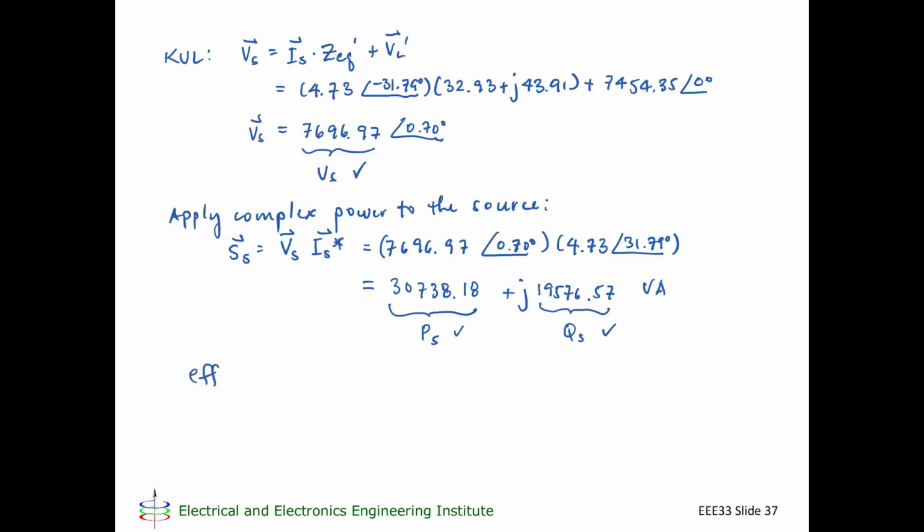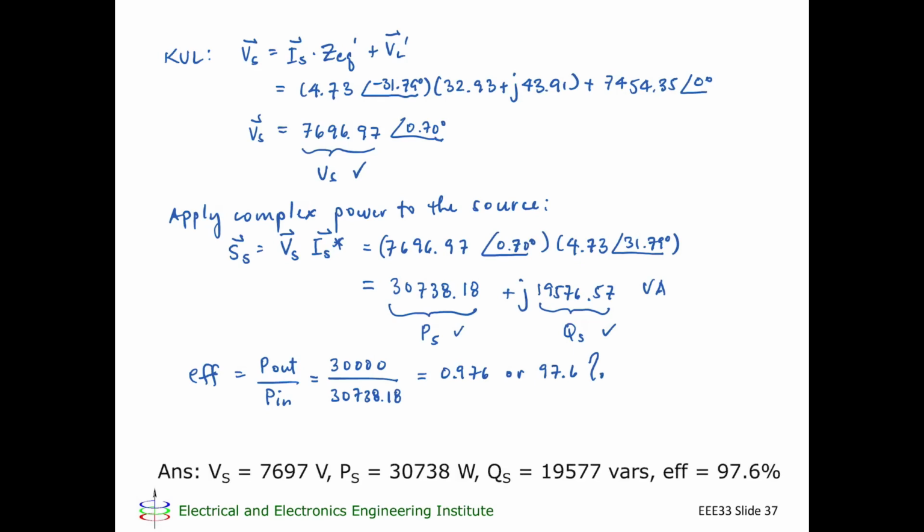Efficiency now is equal to the output power over the input power. Our output, or what is delivered to the load, is 30 kilowatts. The input is 30,738.18. This is 0.976 or 97.6%. So those are exactly the same values that we computed in the first approach.